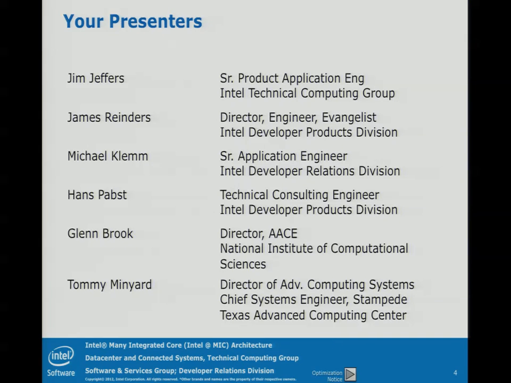And then Tommy Minyard will be here. He's the director of Advanced Computing Systems at TACC, the Texas Advanced Computing Center. He's going to talk a little bit later about something called Stampede, which you may or may not have heard about. It's the first known public supercomputer that's been announced that will have Intel architecture on it. And we have some cool announcements regarding that in this workshop.